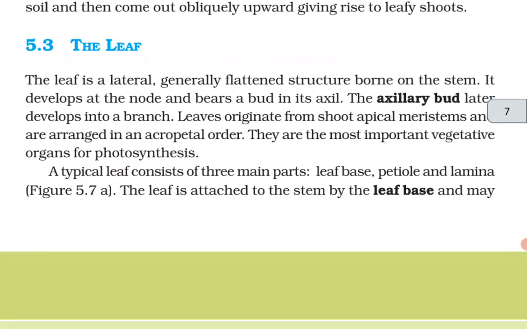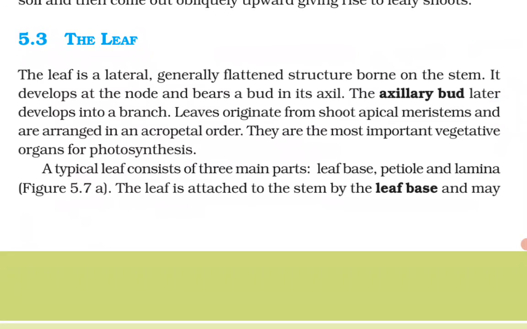The leaf. The leaf is a lateral, generally flattened structure borne on the stem. It develops at the node and bears a bud in its axil. The axillary bud later develops into a branch. Leaves originate from the shoot apical meristems and are arranged in an acropetal order. They are the most important vegetative organs for photosynthesis.